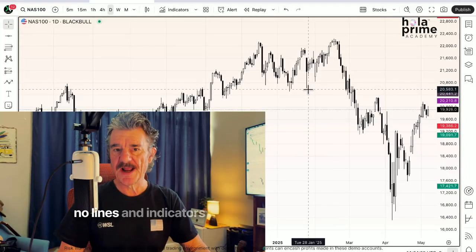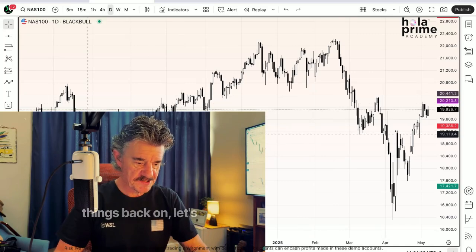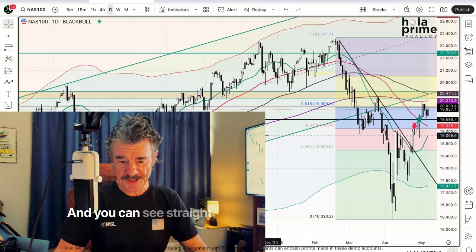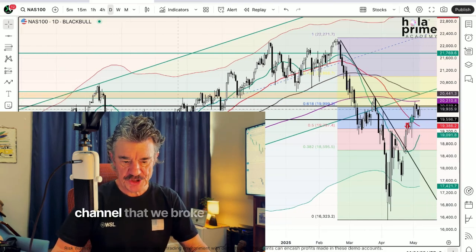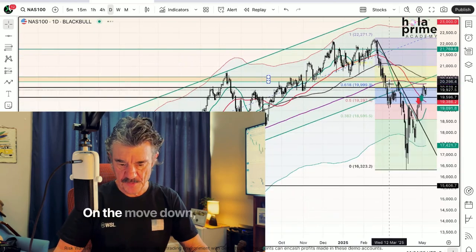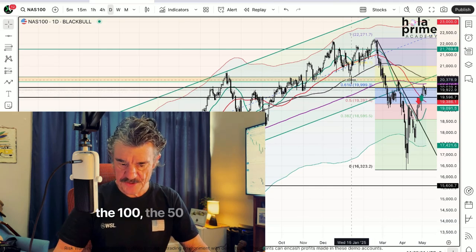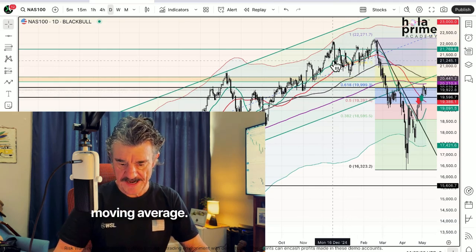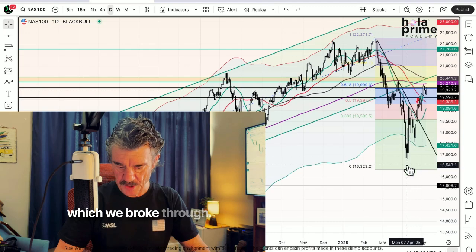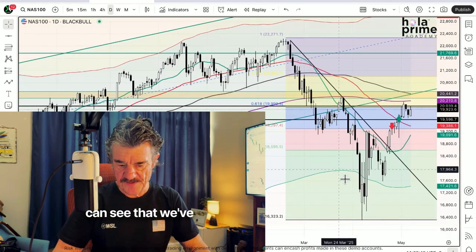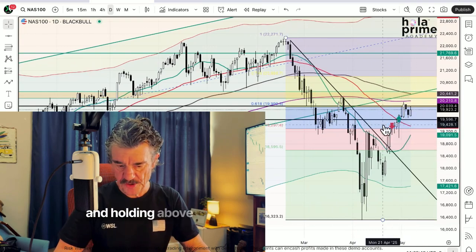You'll notice I've got no lines and indicators on my chart, so one simple thing we can do is to start to add those things back on. Let's draw them back on, and you can see straight away I've got a flurry of lines and charts, but it's pretty simple. We've got this green channel that we broke out of quite recently on the move down. You can also see the 200 period moving average here in purple, and then the 100, the 50, and the 20 period moving average. The other thing you can see on this chart is the 200 period Bollinger Band down at the bottom here, which we broke through. And if we zoom in, you can see that we've broken back above the trend line, the 20 period moving average and the 50, and holding above that black line.